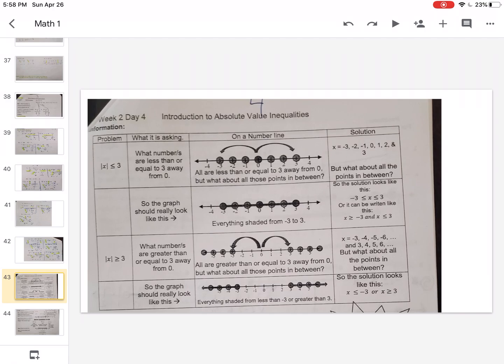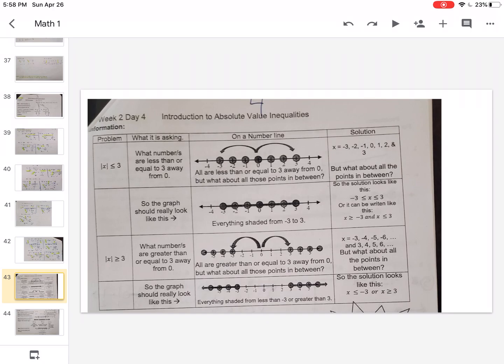Week 2, day 4, we have x. Absolute value of x is less than or equal to 3. What numbers are less than or equal to 3 away from 0? Okay, so there's a list of numbers. Okay, they each represent a dot. But what about all the points in between? All are less than or equal to 3 away from 0, but what about all those points in between?